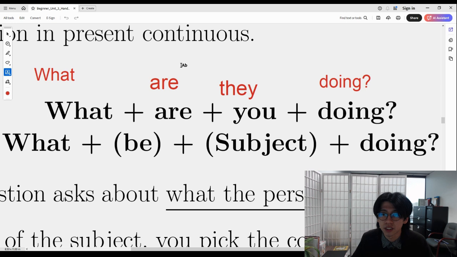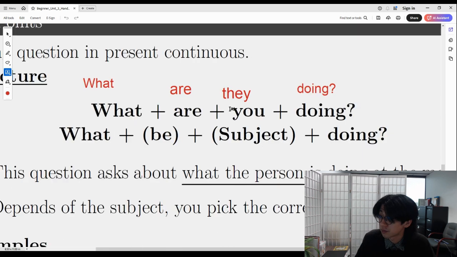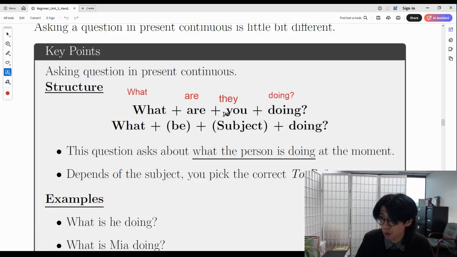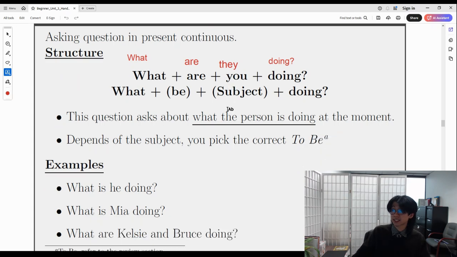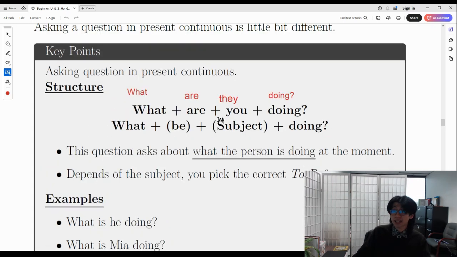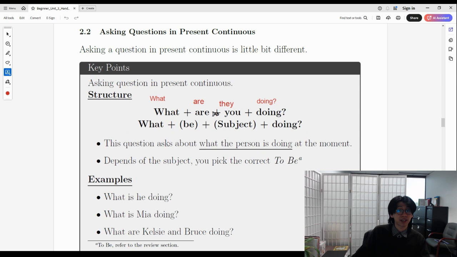Okay, excellent. So I explained a little bit. This video is getting a little bit longer. So take a look at this key point and asking questions. This page is very important for the next activity.